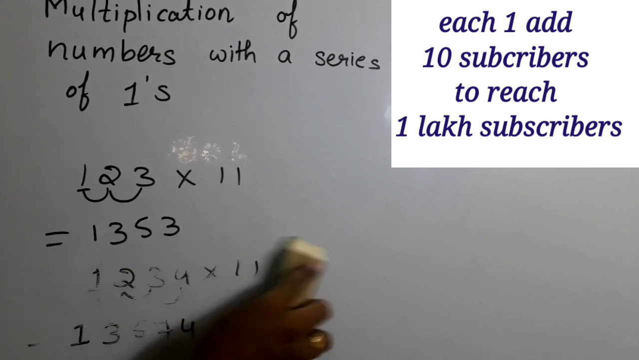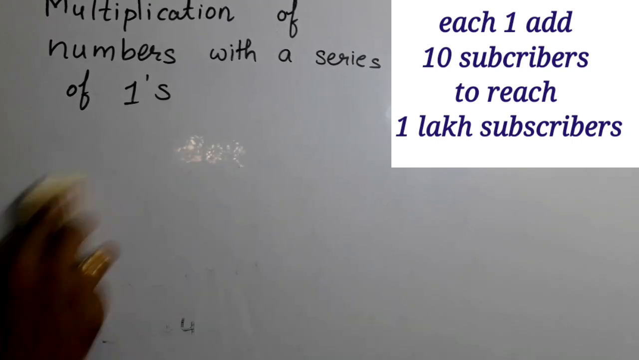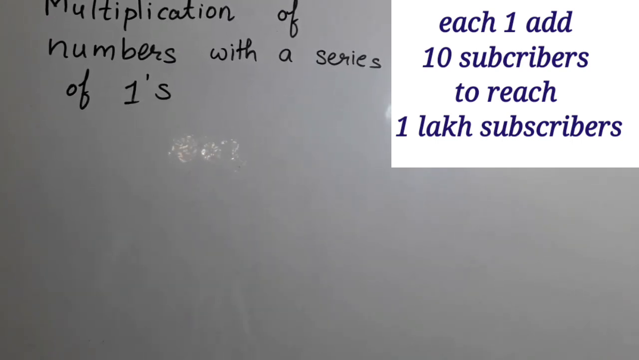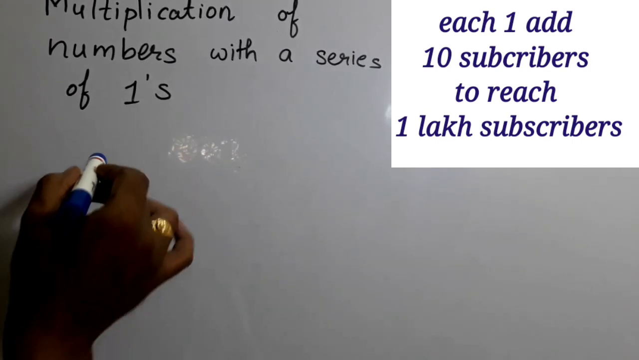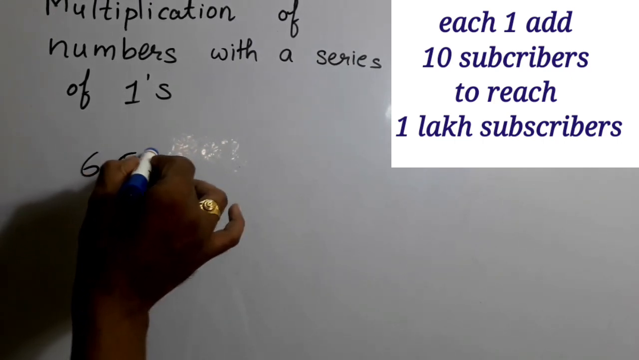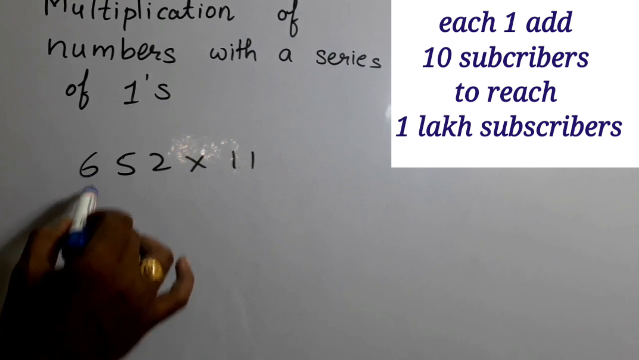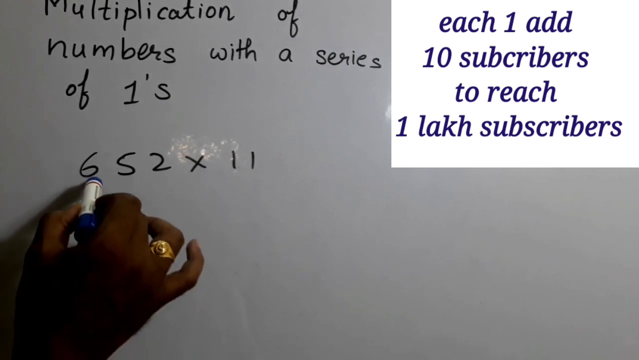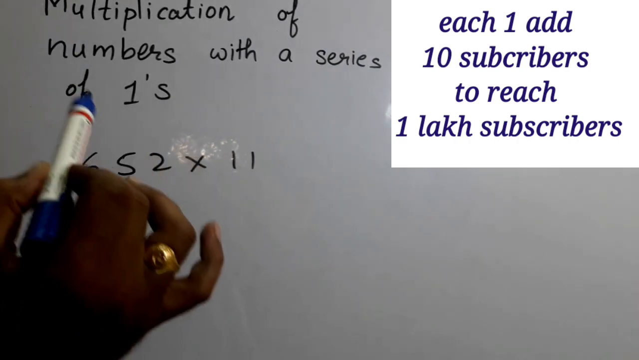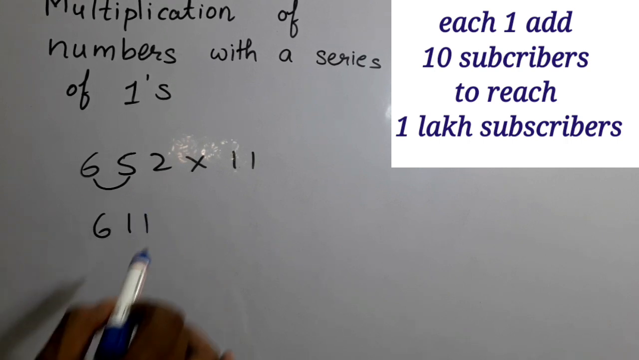So now I will tell you one more example for you. Here is the example. 652 into 11. So first we start from 6. 6 as it is. 6 plus 5 is nothing but 11. 11 means don't write 11 like this.